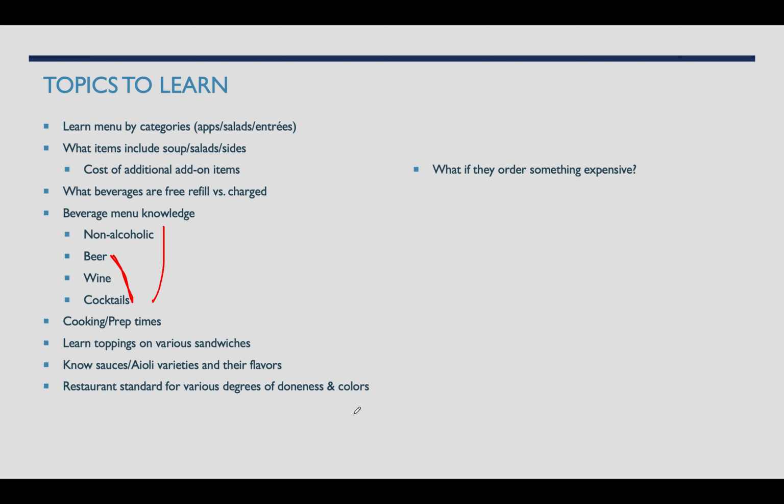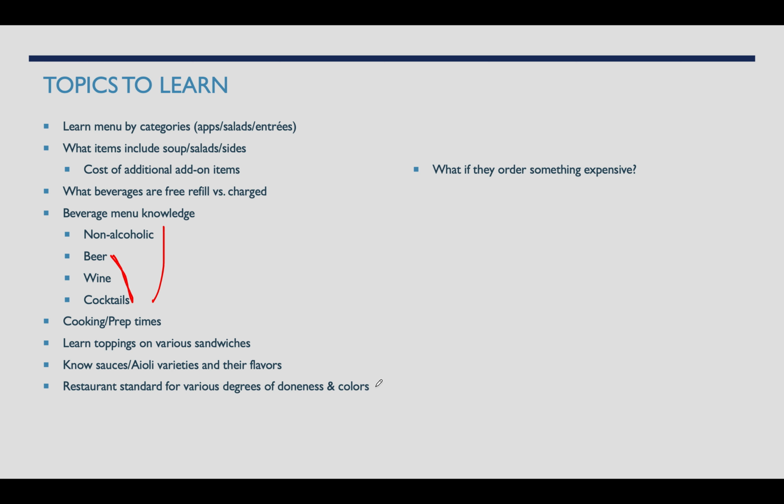Restaurant standard for various degrees of doneness and colors. In theory, this should be the same in every restaurant across the United States. Or not the United States, geez, the world, right? So talking about rare to well done, or even black and blue, that's kind of what we're talking about. But every place has their own little flair, and sometimes your kitchen either overcooks things or maybe undercooks things a little bit. So you need to be able to explain that to the guest.